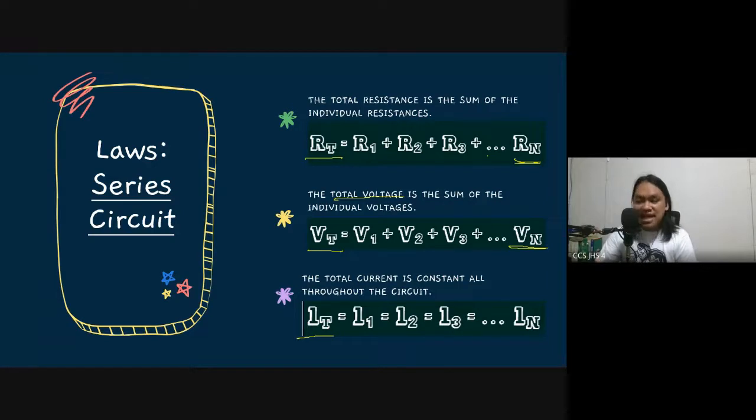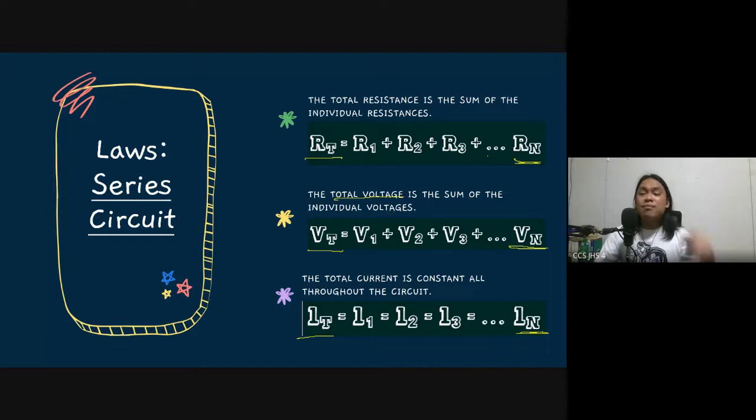Okay, then lastly, the total current is constant all throughout the circuit, meaning whatever the value of your total current is also the value of your individual current. So that becomes I sub T, or total current, is equal to I sub 1, equal to I sub 2, equal to I sub 3, equal to dot dot dot I sub n. Again, I sub n will depend on how many loads are connected in your circuit.